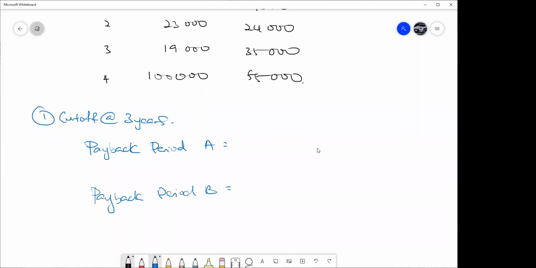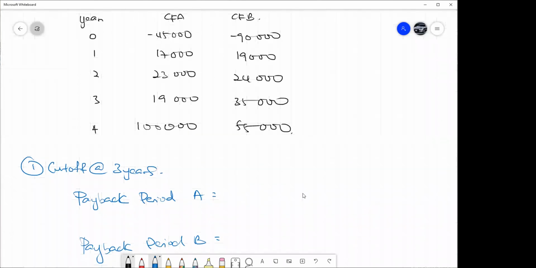So what does payback period mean? Very simple. Basically, payback period is about the initial investment. The initial investment is 45K. So in 3 years' time, can you get back your money or not? Year 1 you get 17,000. Year 2 you get 23,000. So year 1 and year 2 are complete, and with 23,000 it is still 30K only. It's 30,000 only.